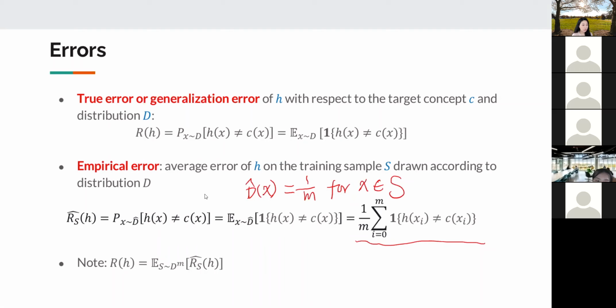Should the summation be from i equals 1 to m, or else should it be 1/(m+1)? Yes, from 1. Typo, yeah. Or you can say this is m plus 1 if i goes from 0 to m.